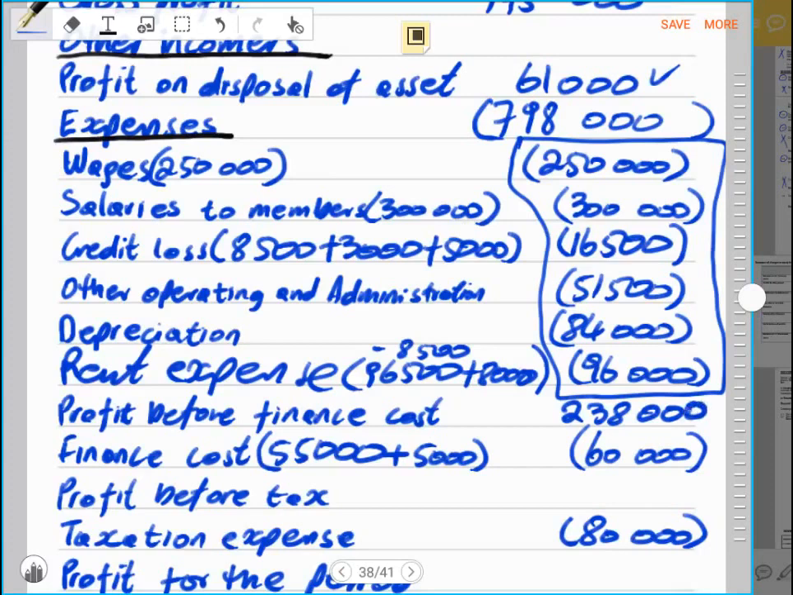Remember, in this case, we don't have investment income. If there was investment income, which is income on an interest from a loan to a member, or income on an investment that was to any company, then that will have to be included before finance cost. Then I will say minus our finance cost of 60,000 rands. And after we have subtracted it, that will give us 178,000 rands.